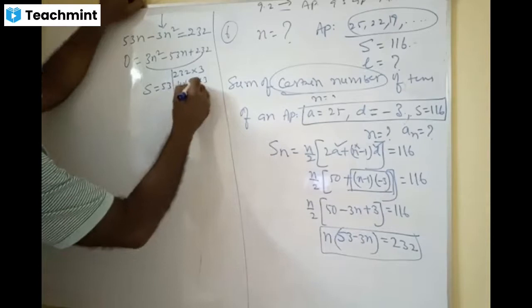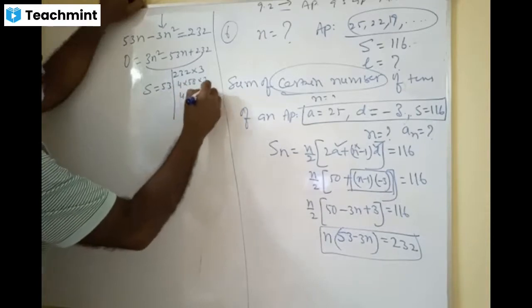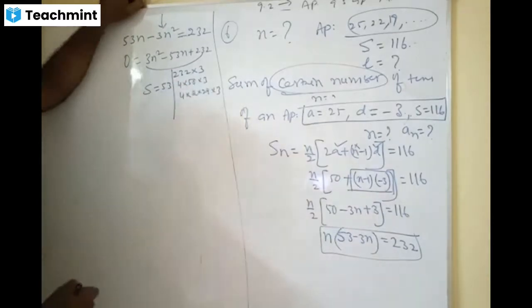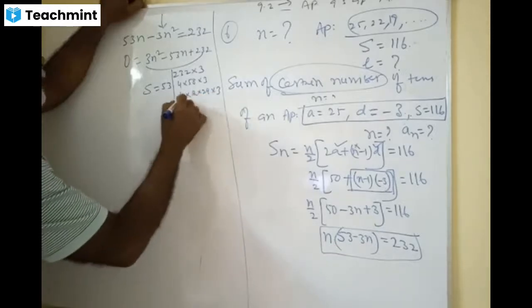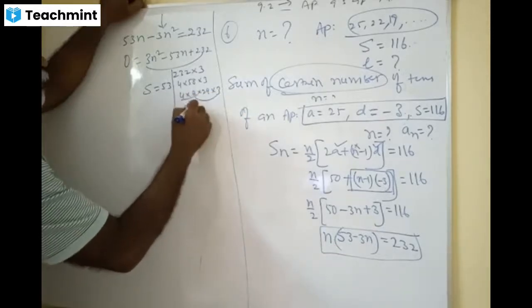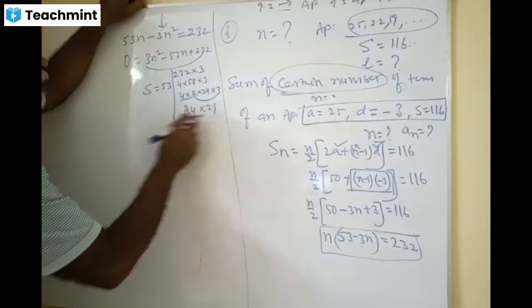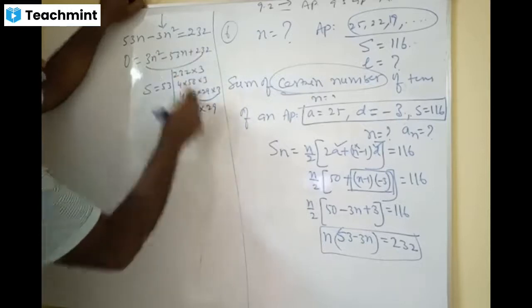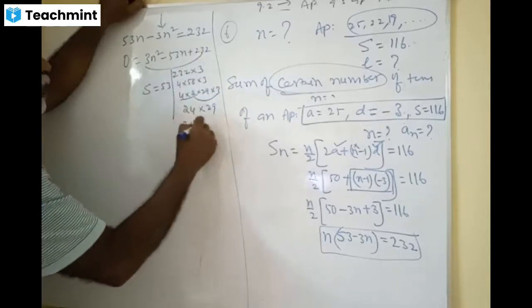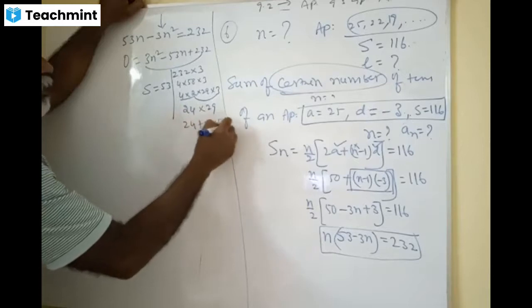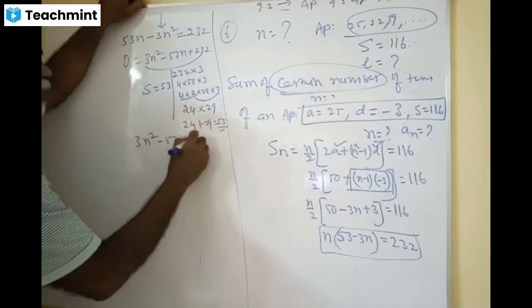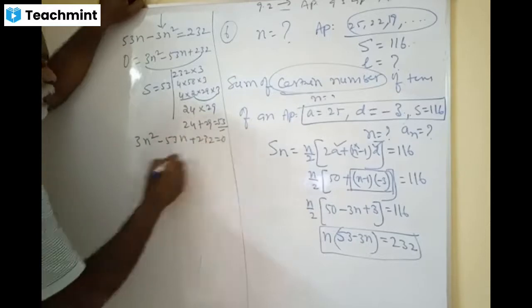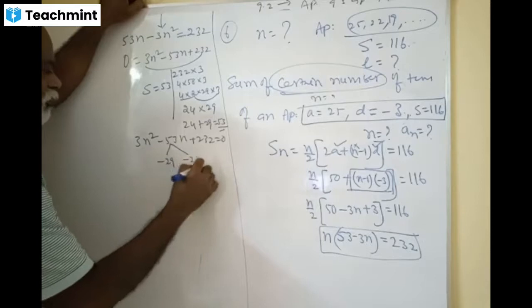4 into 58, and it becomes 2 into 29 into 3. Right? 8 into 3, that's 24. 24 into 29 is the product, and 24 plus 29 is 53. That's all here. So you can write 3n square minus 53n plus 232 equal to 0. This is minus 29 and minus 24.